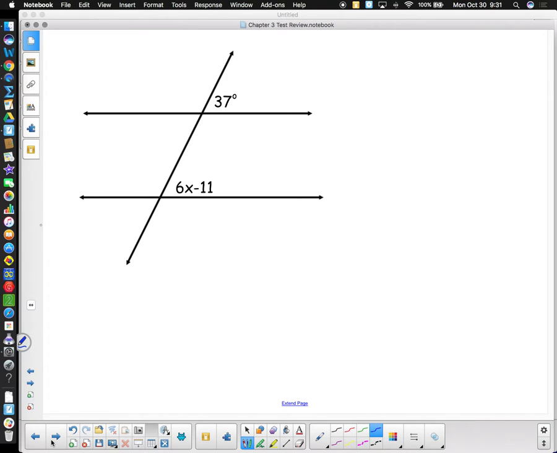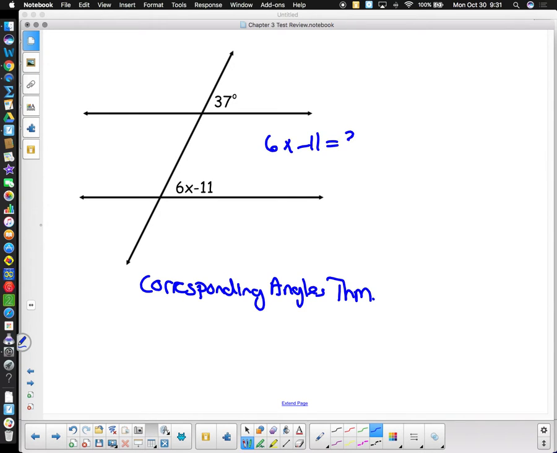Here. What do we call this angle pair? Okay, so it's going to be corresponding angles theorem. Okay, how am I going to set this up? They're going to be equal, right? So 6x minus 11 equals 37. And then we have to do our math. 6x equals 48, divide by 6, x equals 8.